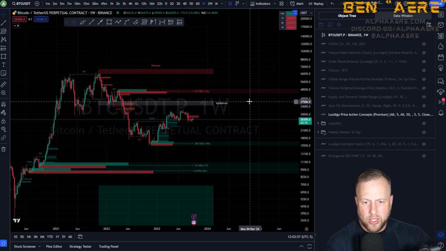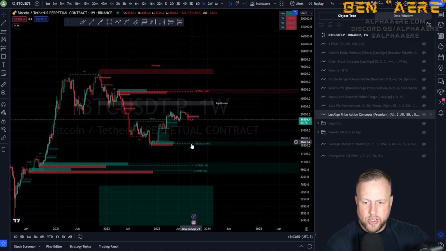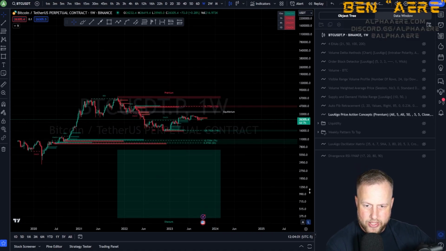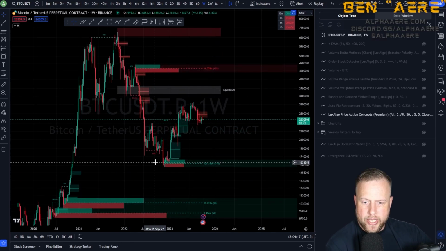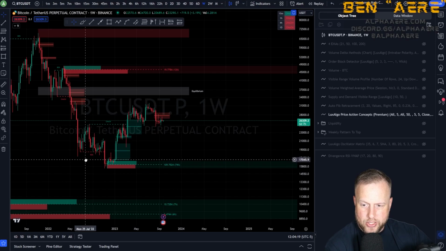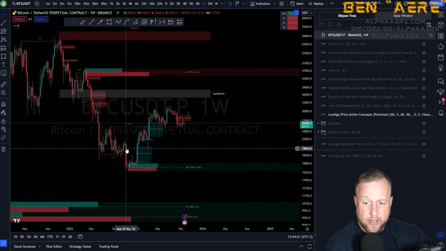It really, really will. It pulls the premium zones, the discount zones, right? It pulls the order blocks, actual order blocks from the books. It pulls the equilibrium levels. It pulls fair value gaps for you. It shows you break of structures.